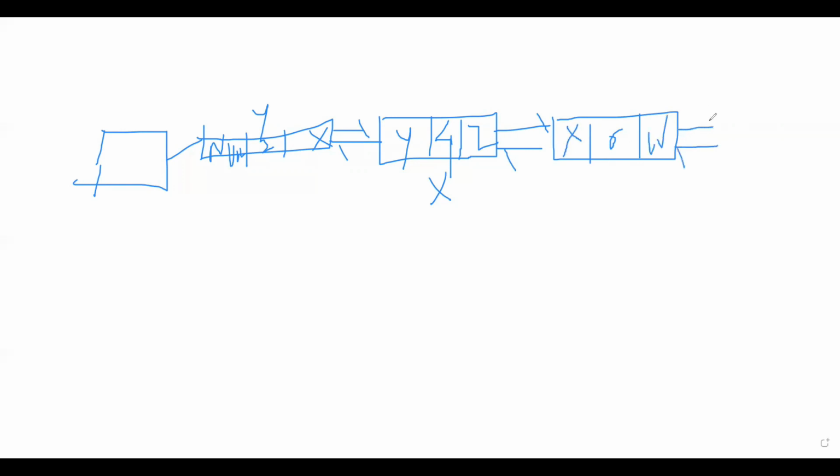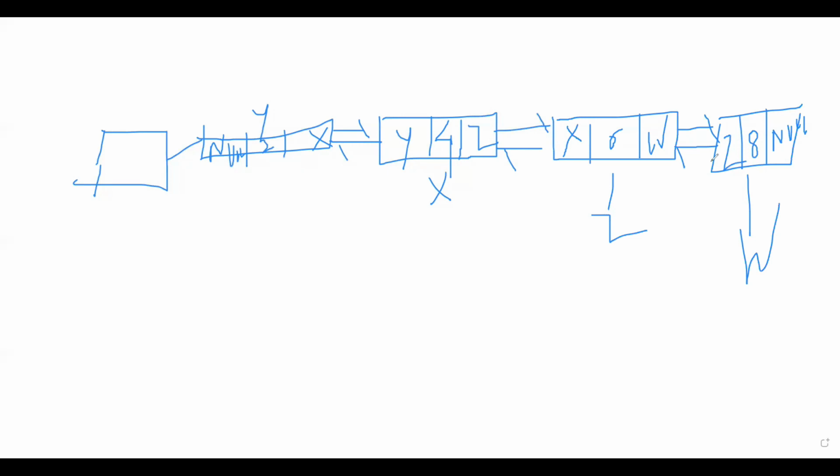Again, I have the node w. This w is the last node, so this is null, and the address of this is w, and data is 8. Also, the address of previous node is z, so it is z. So this is our newly created doubly linked list.